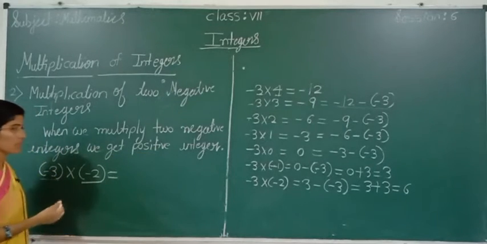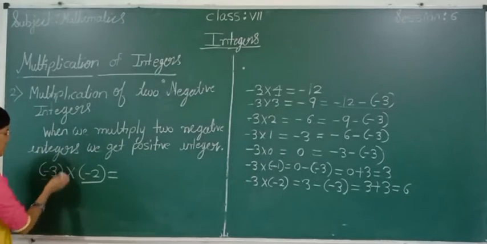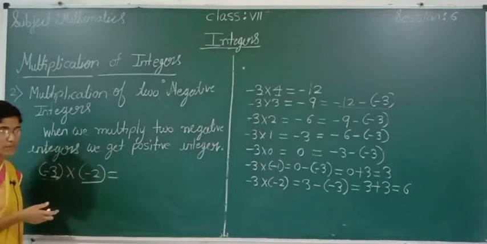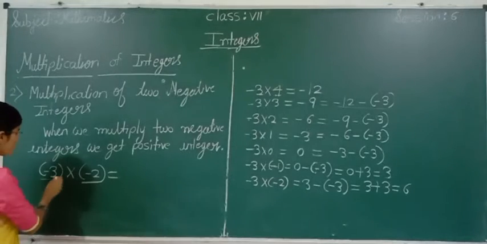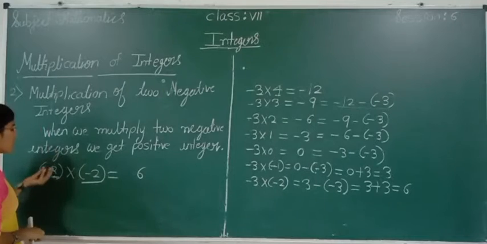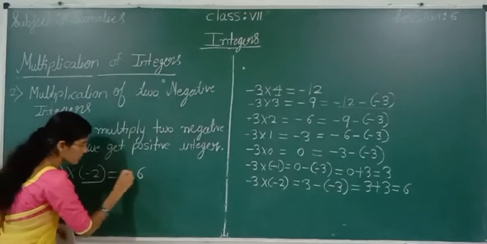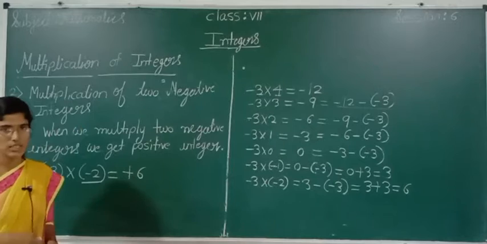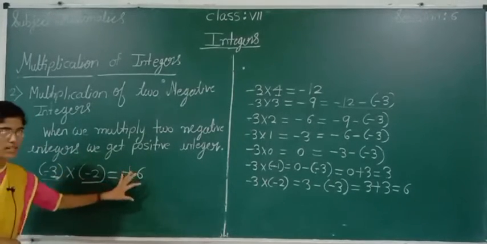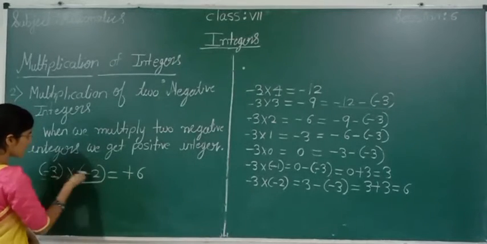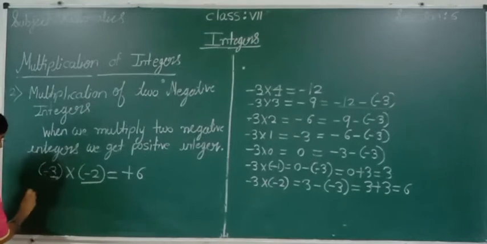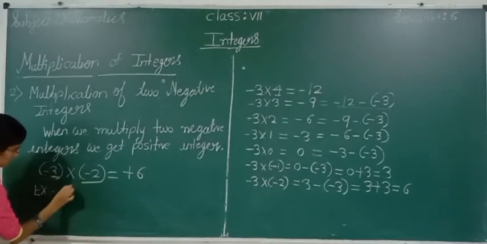Now see here, what is the rule for this? Multiply 3 into 2. Multiply them as whole numbers. 3 2s are 6. When we multiply two negative integers, we know that we will get a positive integer. Yes or no? That is 3 2s are 6. Minus minus is plus.